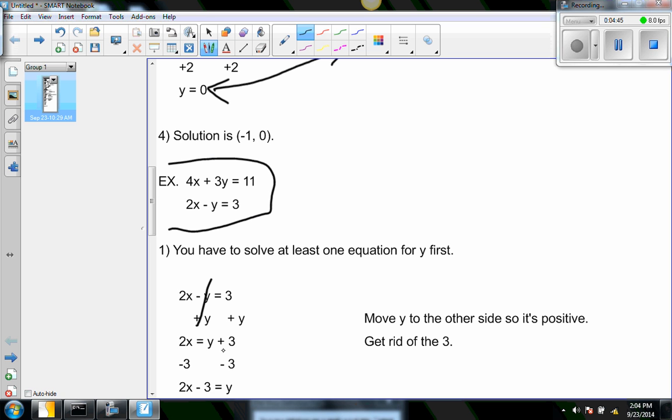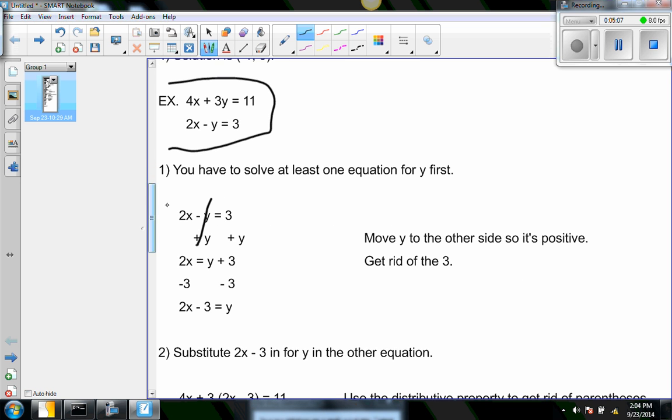And now I can just solve the equation for y, right? So I need to get y by itself, which means I need to subtract this 3. It's a plus 3, so I'm minus 3. If I minus 3 over here, I need to go over here and minus 3. So now it says 2x minus 3 equals y. So have I solved for y? Yes. So now because I solved for y, I can go ahead and substitute this piece in right here. 2x minus 3, I can substitute that in for y in the other equation.